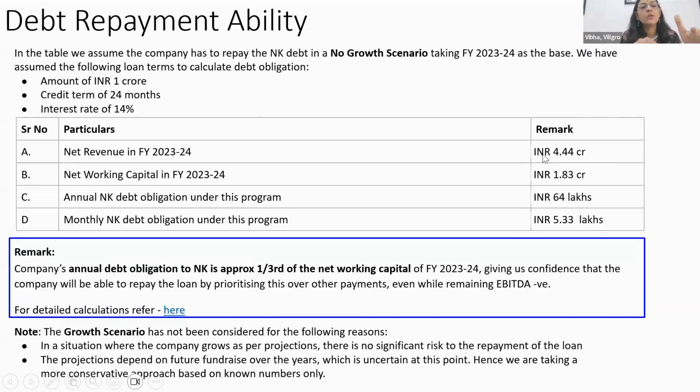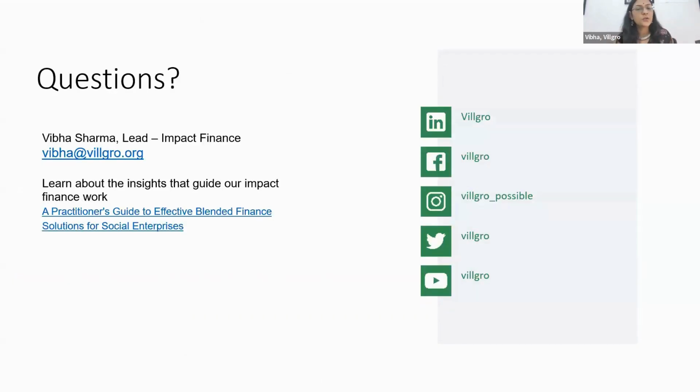Then lastly, we did a snapshot of what will happen in a no growth scenario. The founder had assumed they would grow at a very high rate. We said, I'm going to assume there is no growth, and even then, is there a risk in repayment of the loan? We were able to conclude that even at the current level, without any extra fundraise, they will be able to repay the loan, and that is where we made the recommendation. That was how the financial analysis was done to support the loan decision. I just wanted to share that much.